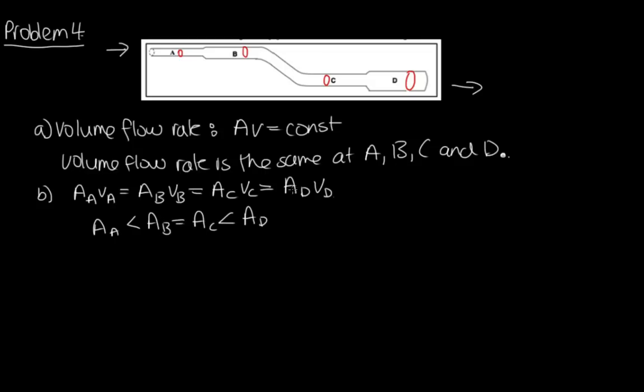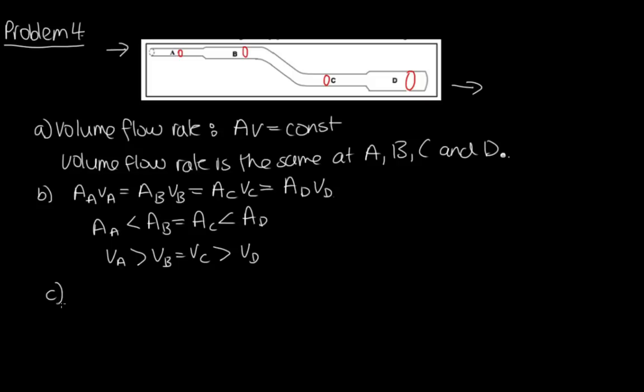So if this one is largest, then the velocity at D needs to be smallest in order for all of these things to be equal. So because A has the smallest cross-sectional area, it has the largest velocity. So the velocity at A is greater than the velocity at B, and B and C are equal because they've got the same cross-sectional area, and D has the smallest velocity as it's got the largest cross-sectional area.